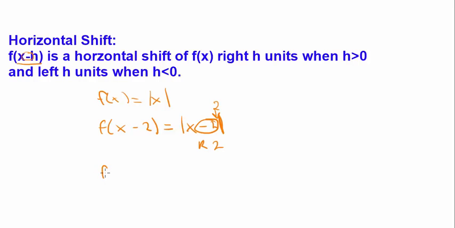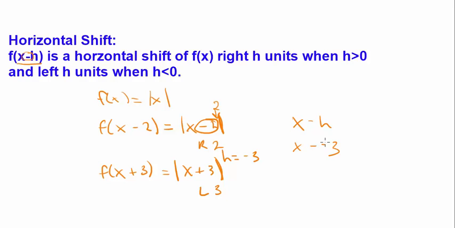Likewise, if we have, let's say, f of x plus 3, same basic function, this is actually, because h in this case is negative 3, a shift left 3 units. So you can think of it one other way. Remember, x minus h is the general form. If h is negative 3, it then creates the double negative here, which then gives you the plus 3. Okay, we'll practice this in a couple problems.